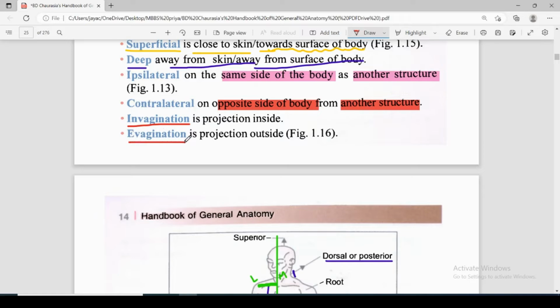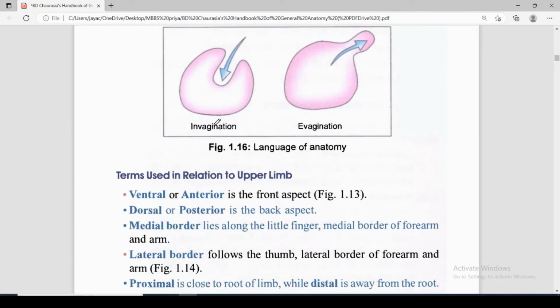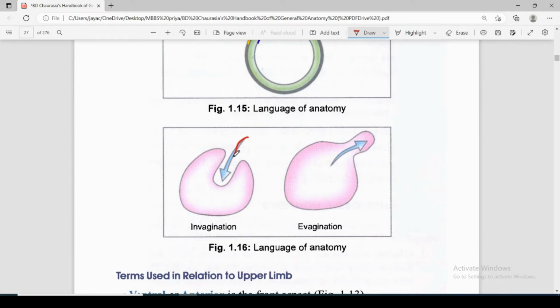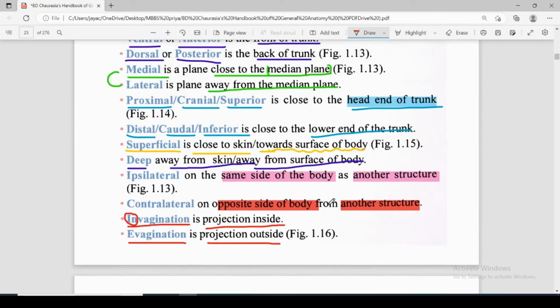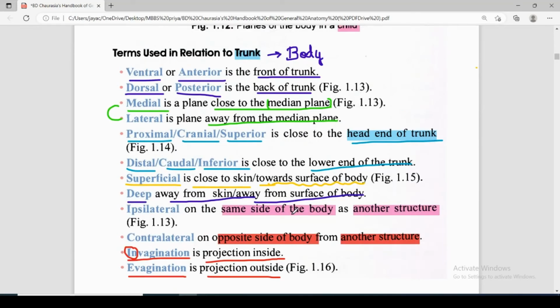Then next is the invagination and evagination. Invagination is the projection is inside. Here itself we can see in means inside, the projection is inside. Evagination means the projection is outside. So this is invagination, it comes in, the projection comes in, that is the invagination. And evagination, that is it expels out, it goes out. Okay, the projection is outside. This is called evagination. These are the terms used in relation to the trunk, that is the body. Yes, thank you.